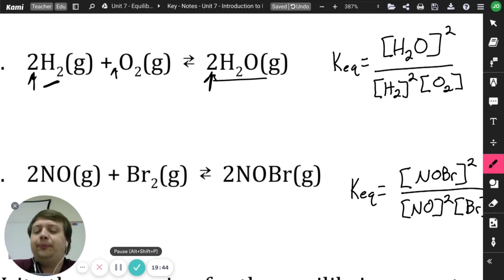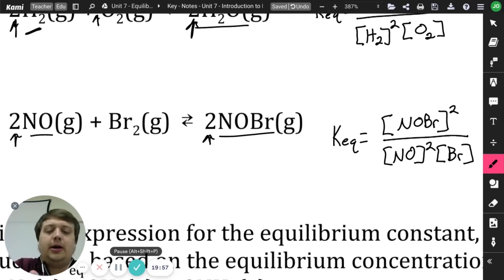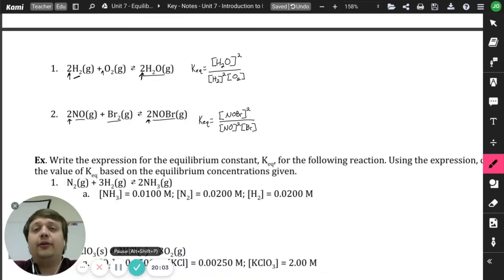Okay. On the second one, I have NOBr to the second power, so products, concentration of products. And then I have NO to the second power and Br2 to the first power. Okay. Now, you've got a general idea of how to do your KEQ equations. So what happens if they actually give us the concentrations? Well, let's take a look at this.